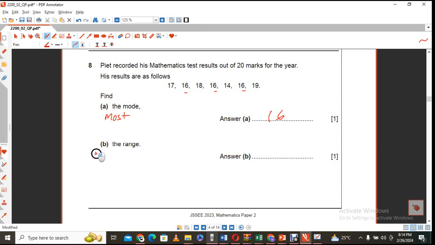The range, you take the highest value and you subtract the lowest value, and we had 19 as the highest, and the lowest he had is 14. Can we see that? So the range therefore is just 5.